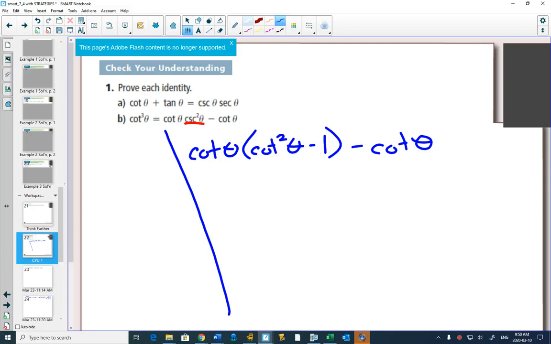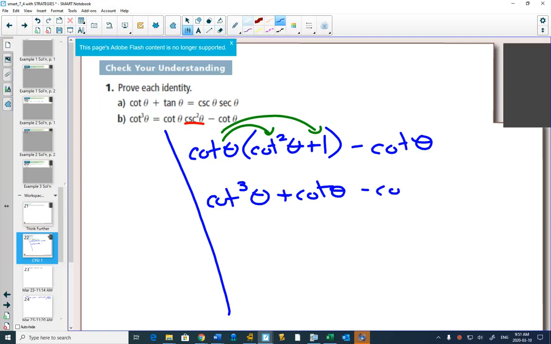Now this side is only in cotangents. Can you see that you can distribute? We get our cotangent cubed theta plus cotangent theta, minus cotangent theta. Sorry, I wrote down the wrong identity at first. Do we have any like terms? Yes. These will just cancel out.